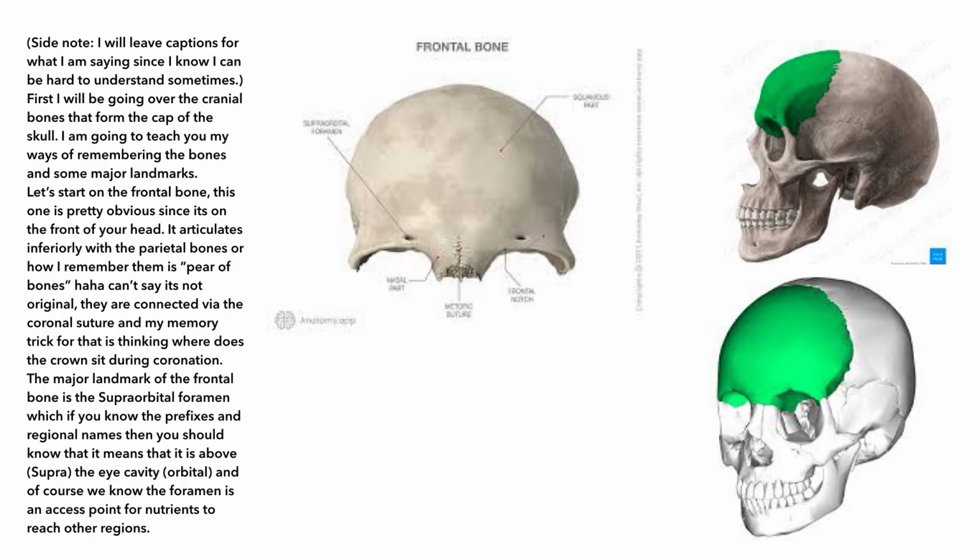The major landmark of the frontal bone is known as the supraorbital foramen, which, if you know the prefixes and regional names, then you should know what it means. That it is above, supra, the eye cavity, orbital, and of course we know that the foramen is an access point for nutrients to reach other regions.